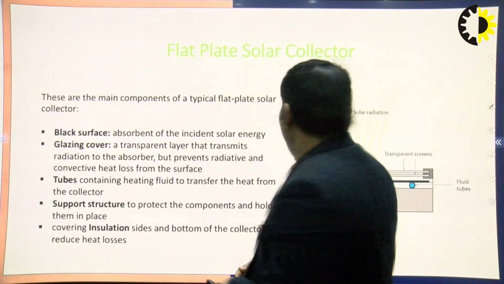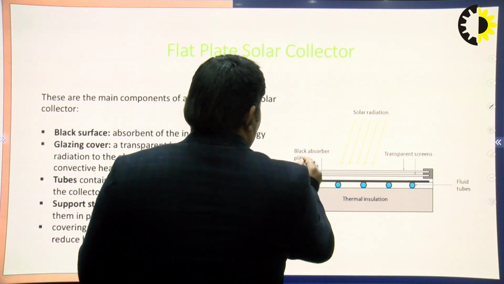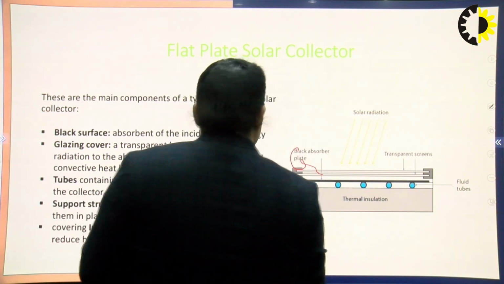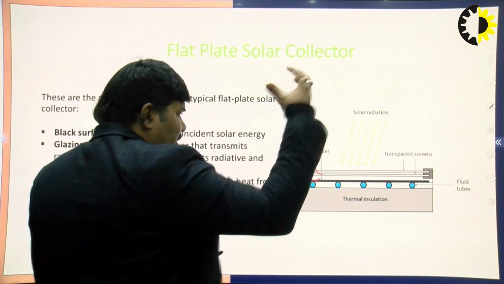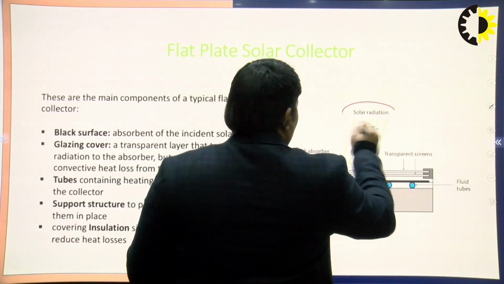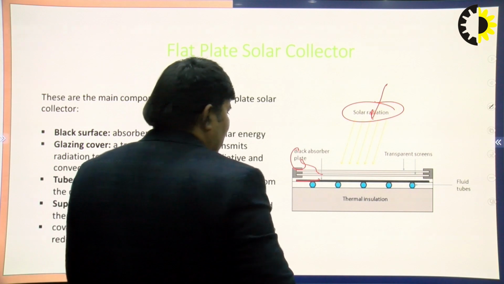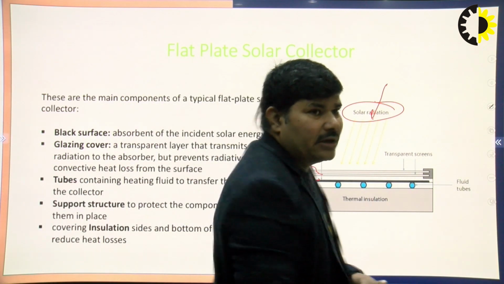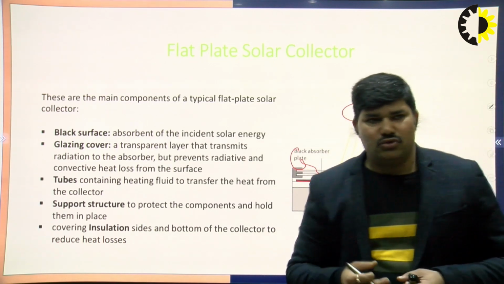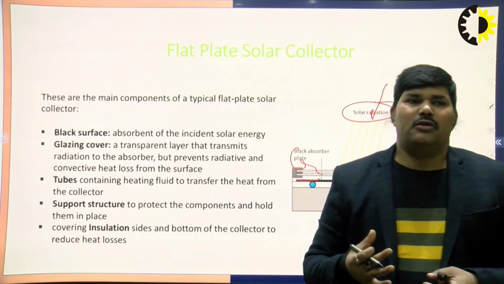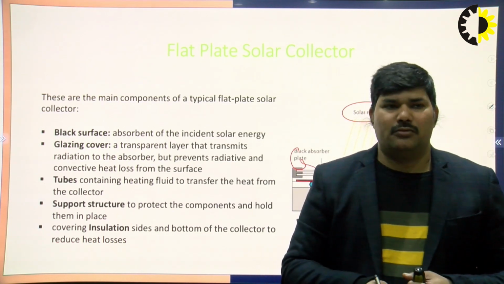So we can see here the black surface. The black surface, the black plate, is the absorber. The black surface absorbs the incident solar energy. Then the glazing cover is basically a transparent layer that transmits the radiation to the absorber but prevents radiative and convective heat loss from the surface.